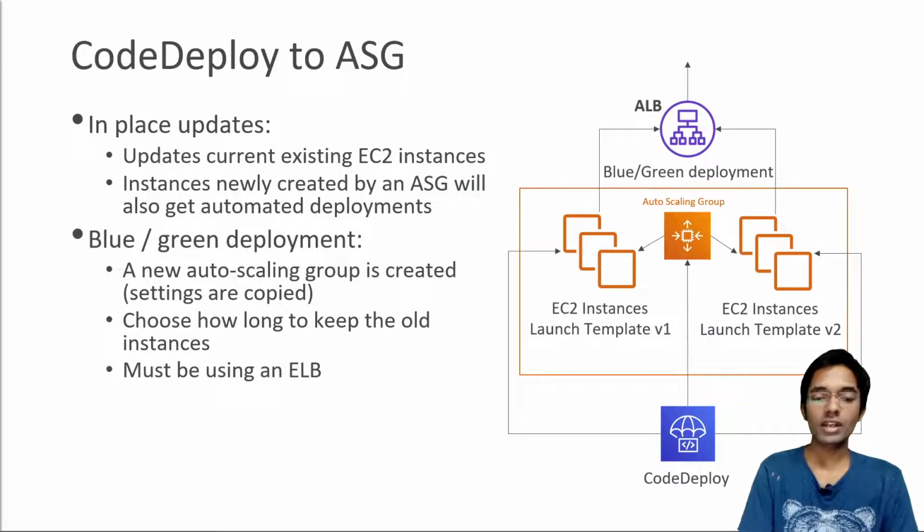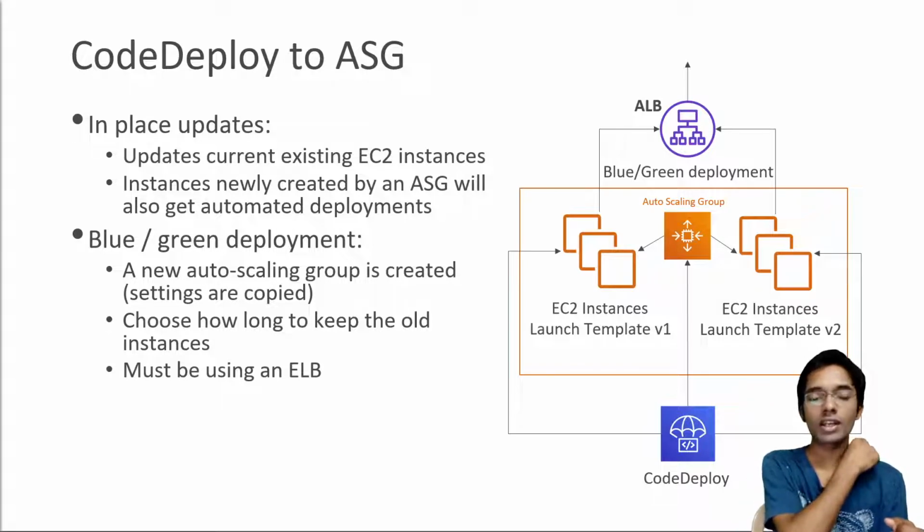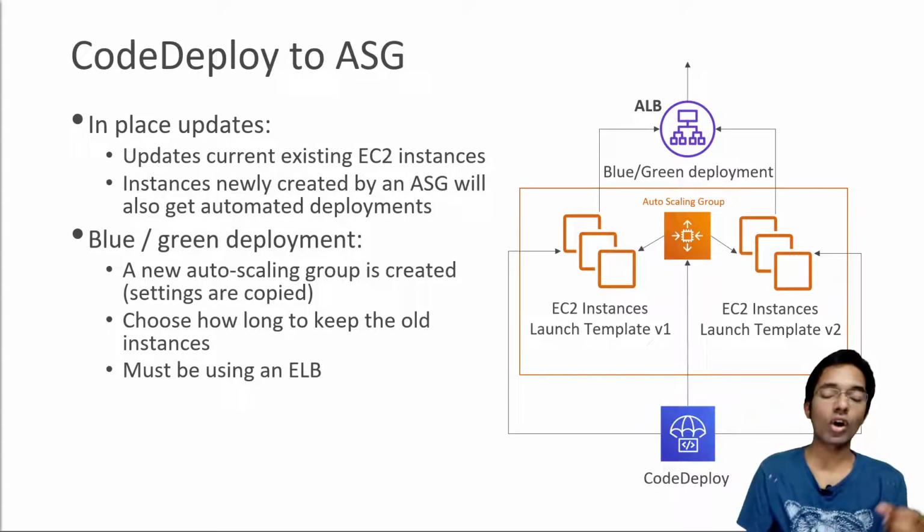Okay, now let's step up a little bit and talk about CodeDeploy to your Auto Scaling groups. We have 2 kinds of updates to your Auto Scaling groups. The first one is in-place updates, where you update the current existing EC2 instances in your Auto Scaling group. This is very similar to what we have seen on the past slide, and the instances that get created by an Auto Scaling group will also get automated deployment. So if your Auto Scaling group does a scale out, creating new EC2 instances during a CodeDeploy deployment, CodeDeploy will also deploy to the new EC2 instances.